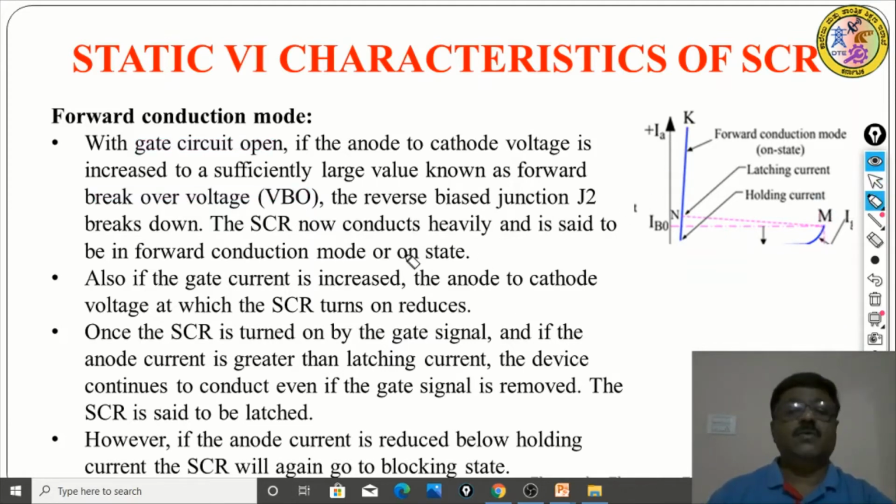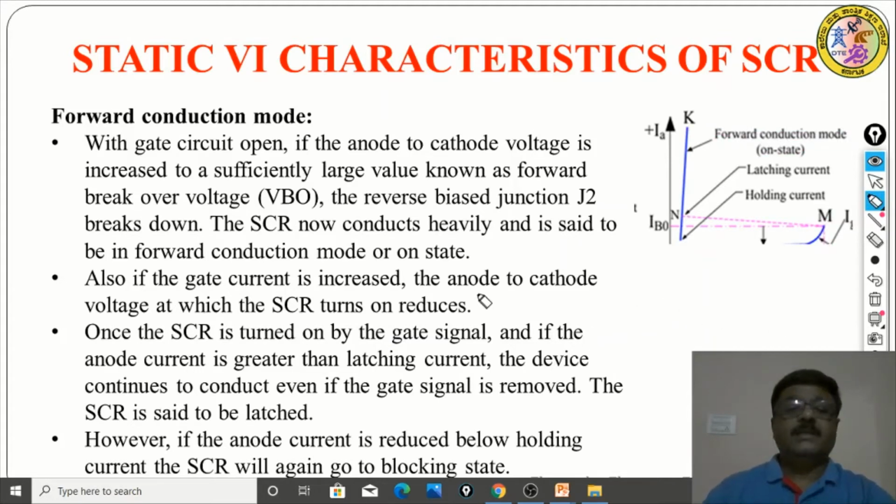So this is how we can turn on the SCR without gate current. That is, by increasing its forward voltage greater than the forward breakover voltage. When gate current is 0, the SCR starts conducting, which means the anode current increases sharply, but the voltage across the SCR will be minimum. This mode of operation of the SCR is called the forward conduction mode. It is also called the on state of the SCR.